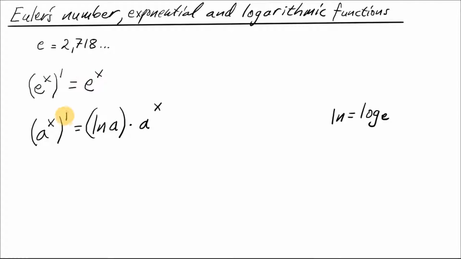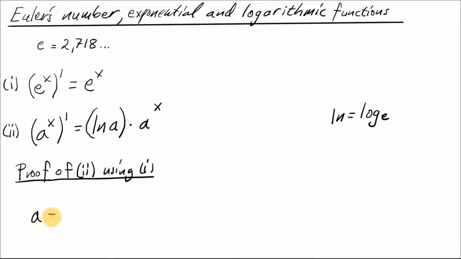Using this, one can prove that this must be the case. A number a can be written like e to the ln a. This just follows from the definition of the logarithm, because this means what should you raise e to the power of to get a. And here you just have e raised to that, so by definition this is equal to a.